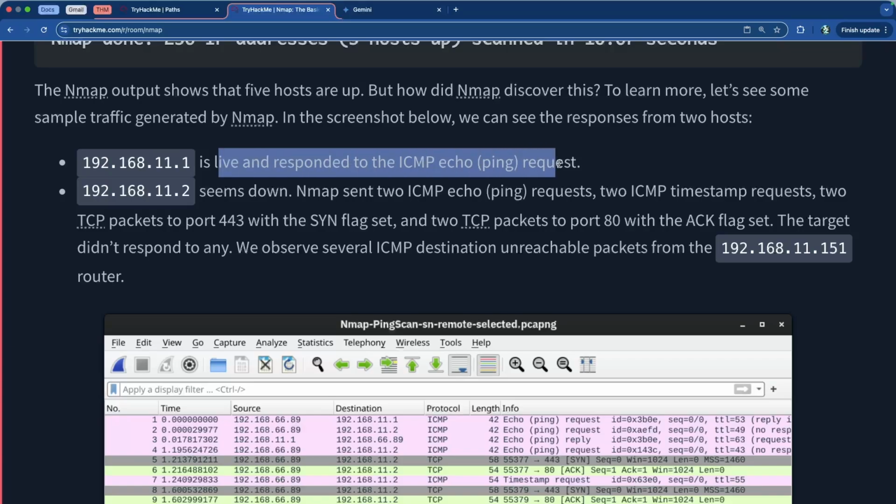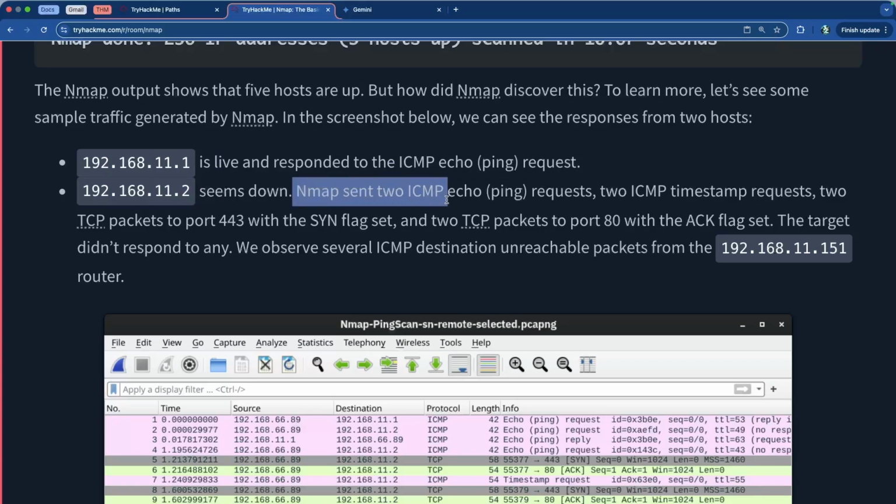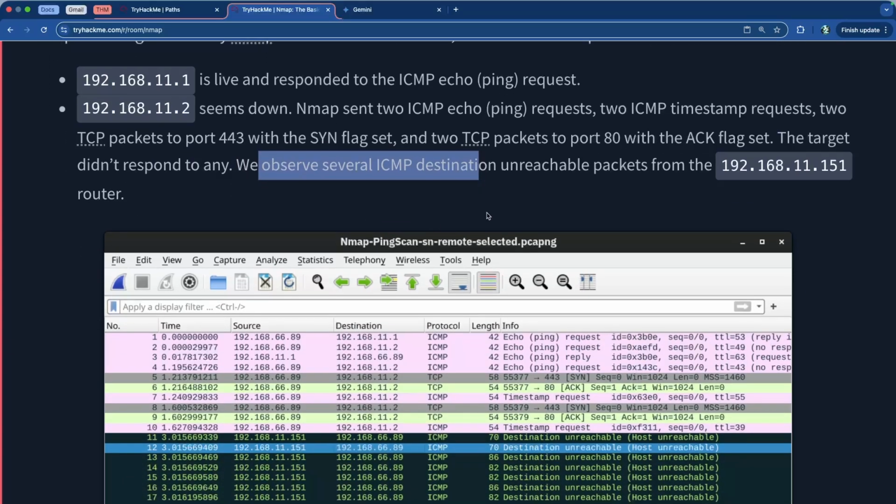11.1 is live and responded to the ICMP echo. 11.2 seems down. Nmap sent 2 ICMP echo ping requests, 2 ICMP timestamps, 2 TCP packets to port 443 with the SYN flag set, and 2 TCP packets to port 80 with the acknowledgement flag set. The target didn't respond to any of them, and we observed several ICMP destination unreachable packets from the 151.